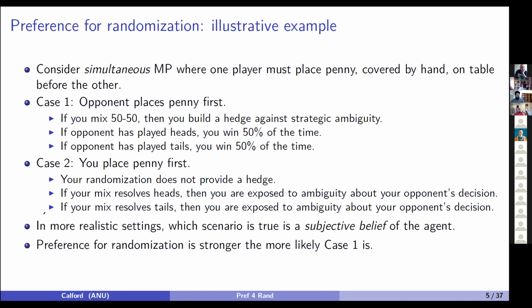Now, in more realistic settings, we can think about which scenario is true as being a subjective belief of the agent. What is the agent's subjective belief that their mix builds a hedge against ambiguity? And the ideas in this slide are really an application of the model of Kota Saito or Kei and Zhang to a game, and I'll get into a little more detail of that later. But the underlying idea is that your preference randomization is going to be stronger the more likely you subjectively believe case one is true.